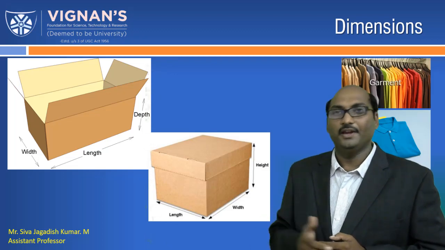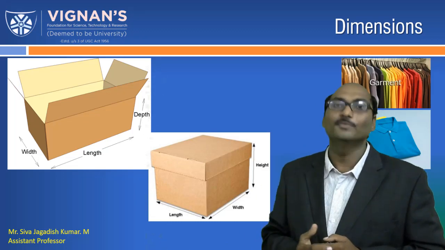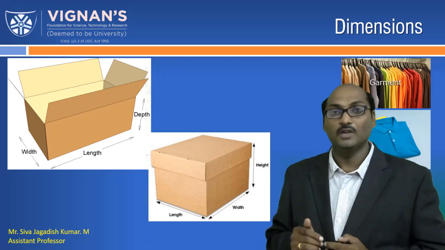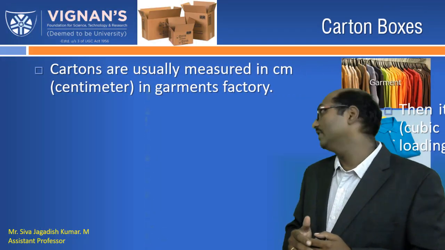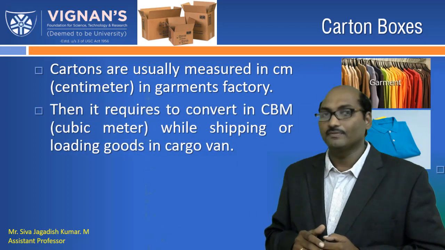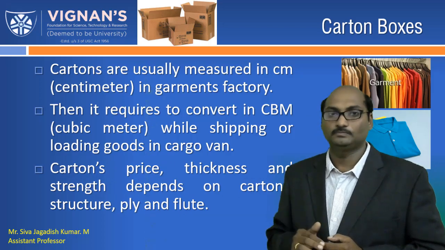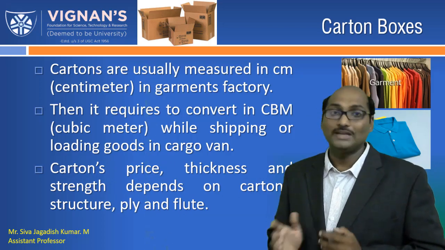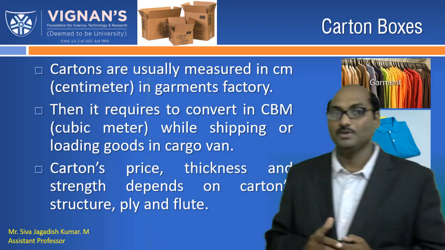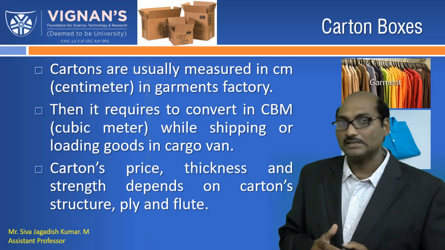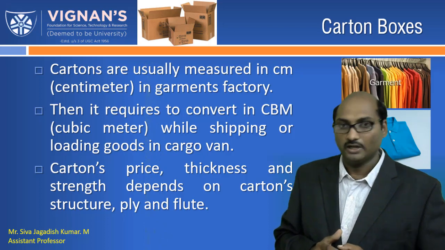There will be a gray area for this, how to specify, and it needs to be given with a small diagram and the dimensions should be mentioned for better understanding. These carton boxes are usually measured in centimeters in a garment factory. It requires conversion into CBM, cubic meter, while shipping or loading goods into the cargo van. So we need to decide what the CBM is. The carton's price, thickness and strength depend upon the carton structure, ply and flute.